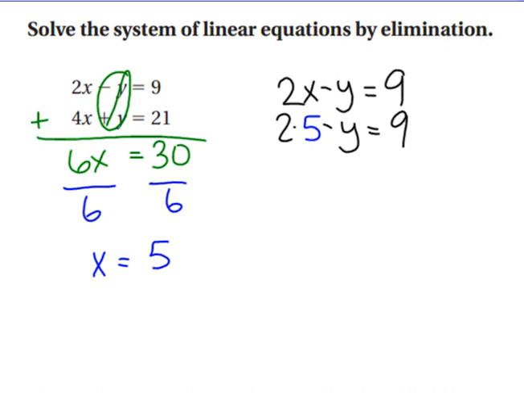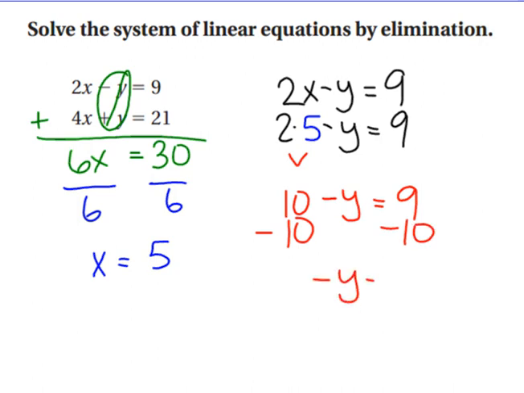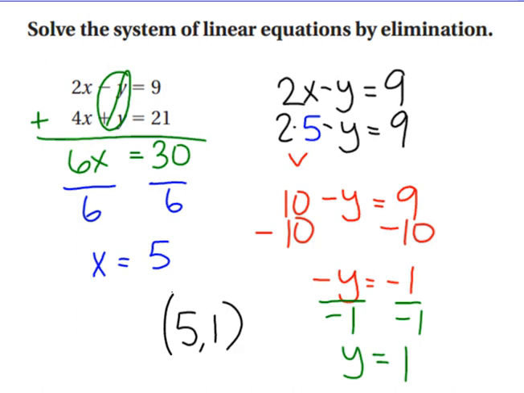So 2 times 5 is 10. Subtract 10 from both sides. So we'll get negative y equals negative 1. And then divide both sides by negative 1 so that we end up with the value for positive y. And finally, combine those into an ordered pair, 5, 1.